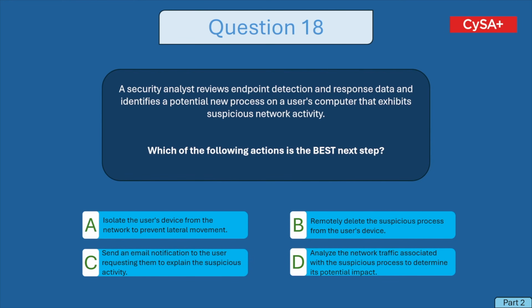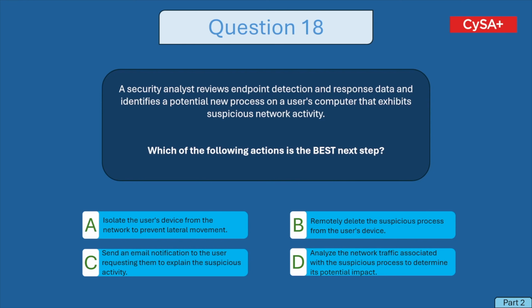Okay, so something I want to point out here that's crucial in answering this question is that in this scenario, it says a potential new process, and that this potential new process is exhibiting suspicious network activity. But it's really important to understand that at this time, we don't know if it's a true positive or a false positive. So it's imperative that we do more research is what I'm trying to say. So with that being said, I'm going to go with D.